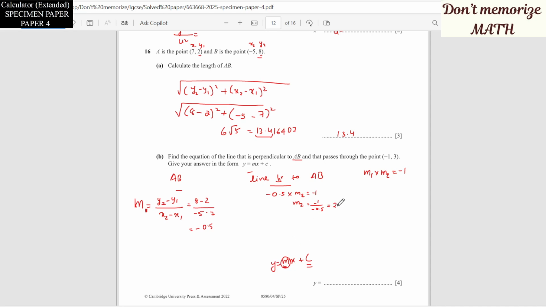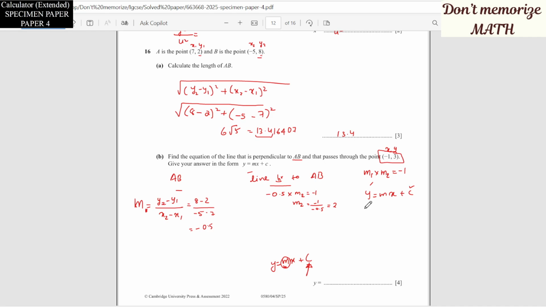Now we need to find the y-intercept. Then only our equation of the perpendicular line will be correct. What we can do is, here it is already given that this perpendicular line passes through this point. So take these points as x and y. We are using y is equal to mx plus c, so now we need to find c. You can choose any point on this line, but they have given this point, so you can use this.